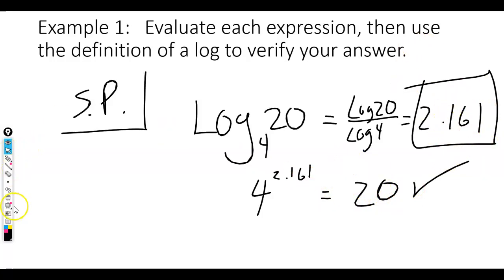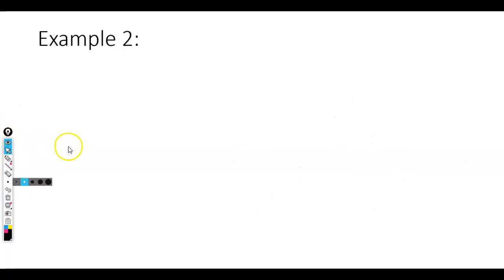All right, let's go ahead and move on to a second type of problem. In these types of problems, what you're going to be given is a function, a log function, I should say.